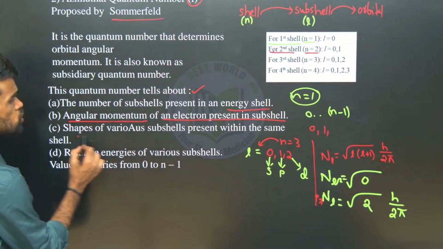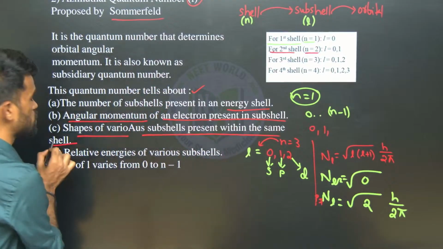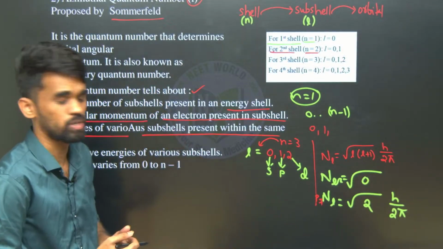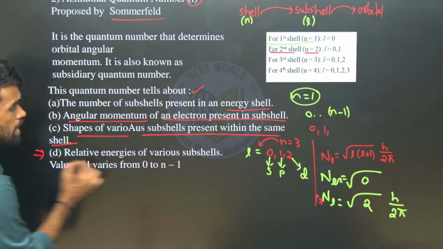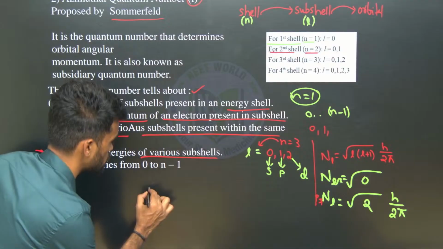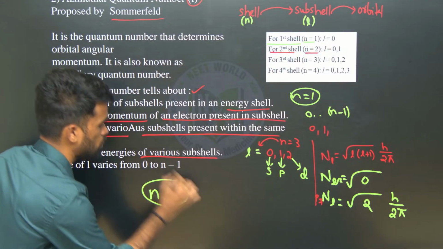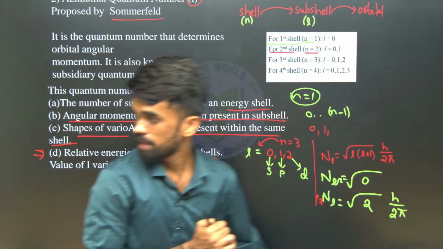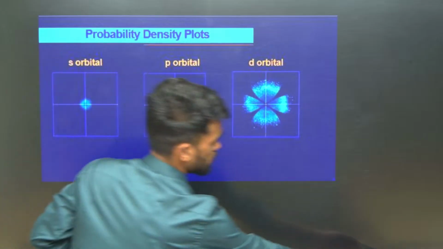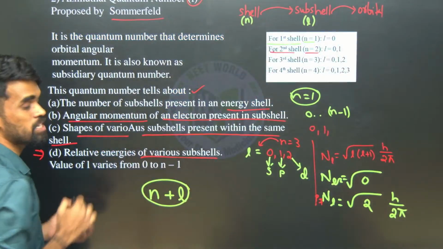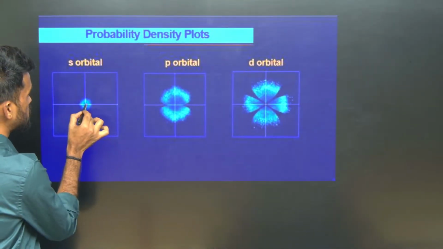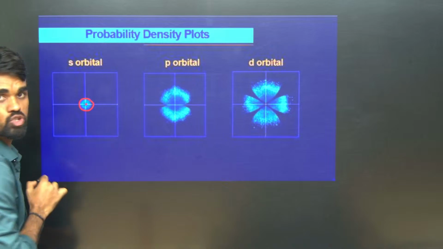Next, the shape of various subshells present in the same shell. What is the shape of S subshell, P subshell? That is also given by L value only. I will show you the shapes. And relative energies of various subshells. Just now I told you, for a multi-electron system you should consider the n plus L value, not just the n value. Next, here you can see probability density plots. Just now you have seen that the L value gives us the shapes of various subshells present in the shell. See, S orbital is like this: if this is the nucleus, the electron density is distributed like this.